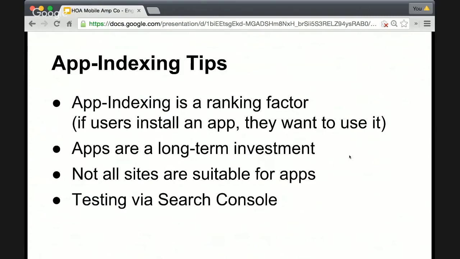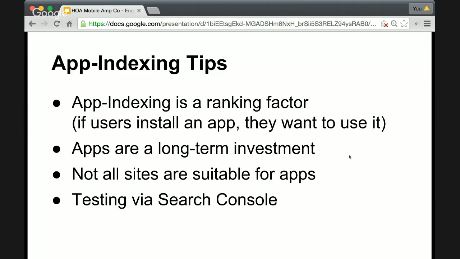So some tips. I know the first one is the one everyone is interested in. They hear the word ranking factor and they jump. But it is a ranking factor from our point of view, because if users go out of their way to install an app, and that's not like a small step that they just do, generally they want to use that. And we think it makes sense to show that a little bit more visibly in the search results if someone has that app installed. So if you have an app and you know that your users are looking for this kind of content in search, then we'll try to show that a little bit more visibly for those that have it installed. Apps are generally a long-term investment.